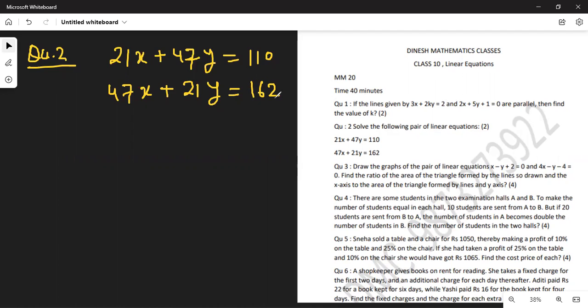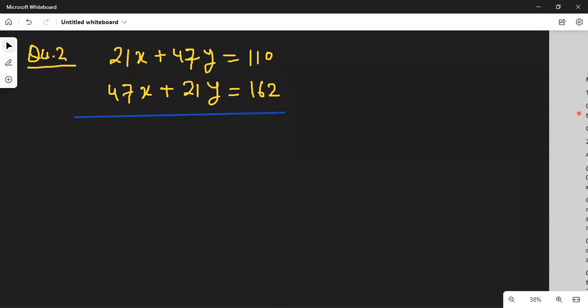We talked about this type of equations: the coefficient of x in the first is the same as the coefficient of y in the second, and the coefficient of y in the first is the same as the coefficient of x in the second. In such cases, the best way to solve this question is to add and subtract. Maybe first you add both the equations and then subtract both equations.